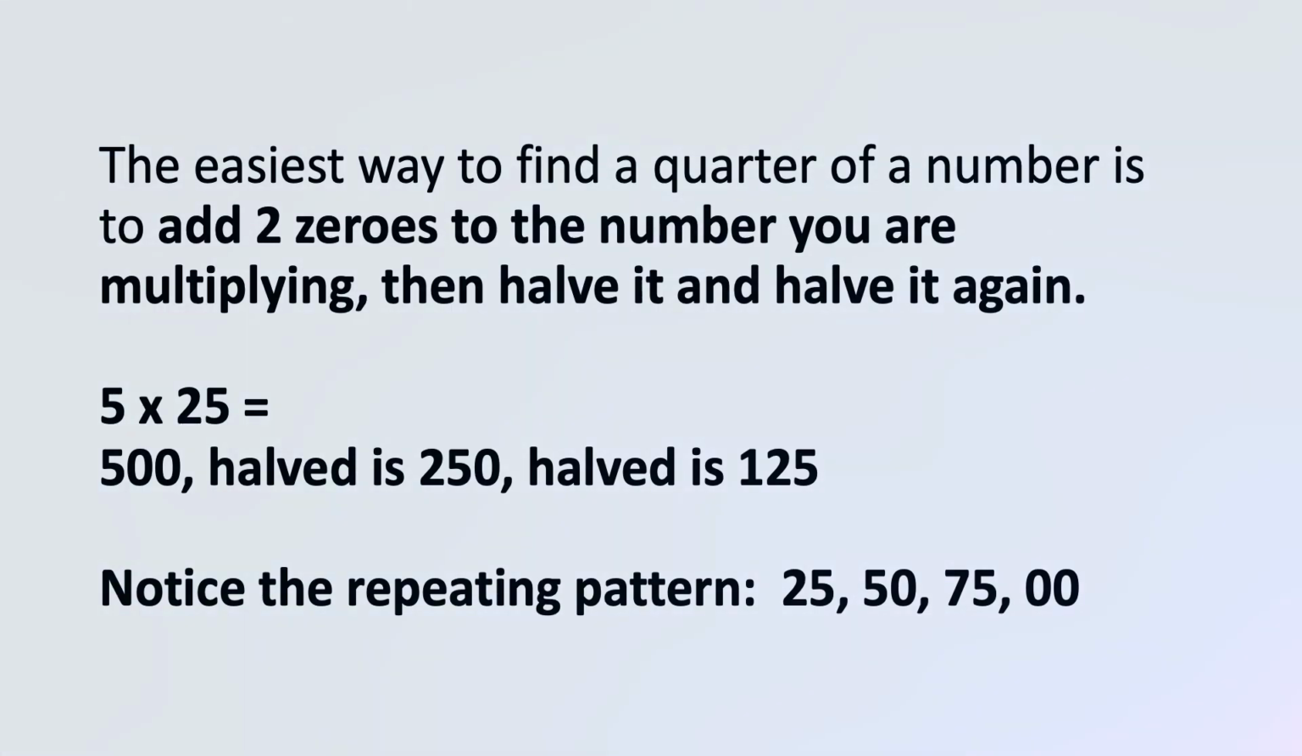25. Multiplication by 25. The easiest way to find a quarter of a number is to add 2 zeros to the number you are multiplying, then halve it and halve it again. So, 5 times 25 equals 500. Half is 250. Halved again is 125. Notice the repeating pattern: 25, 50, 75, 0.